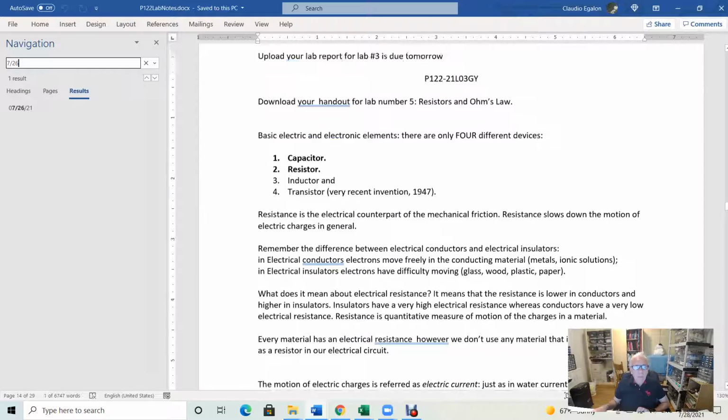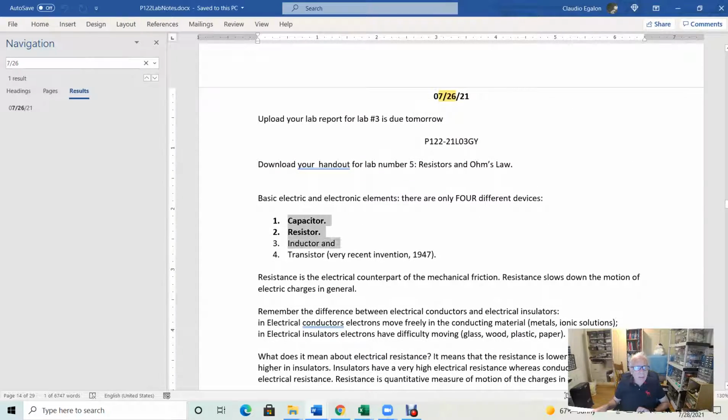Remember, 4 important devices in electronics and electricity: capacitor, inductor, and resistor. You are already familiar with the capacitor and the resistor. With those devices, you can do whatever you want. You can build a cell phone, you can build a TV, you can build all those nice electronic gadgets that we have out there.